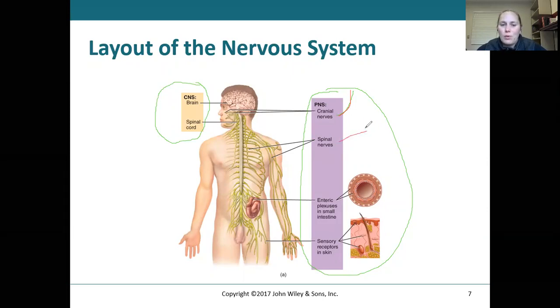Your spinal nerves are going to, again, extend out from your spine, innervate the muscles of your appendages, and allow your appendages to move. Again, all movement is mediated by excitation of your nervous system into that musculature.